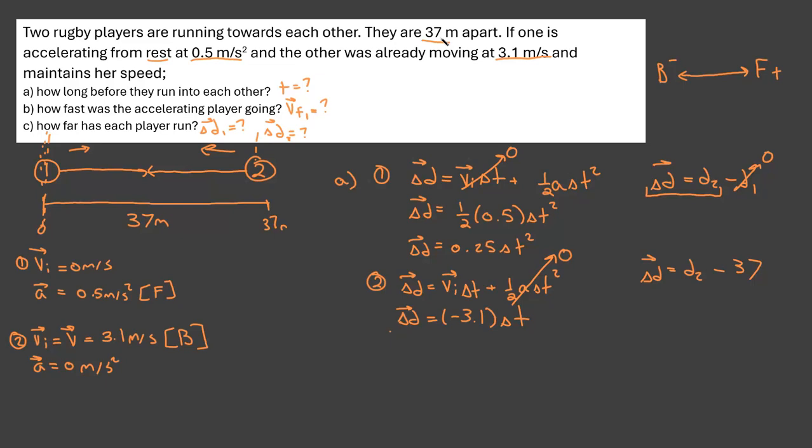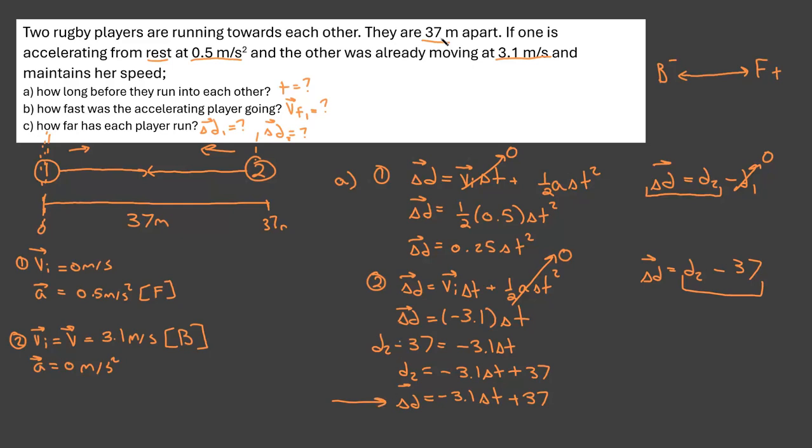So instead of writing delta D, I'm going to populate this to say that D2 minus 37 equals negative 3.1 times my time. And then finally, I'd have D2 equals negative 3.1 delta T plus 37, okay? So this is the equation I should be left with. I could technically then just rewrite this as delta D equals negative 3.1 times my time plus 37.